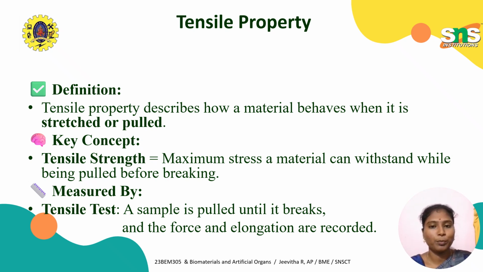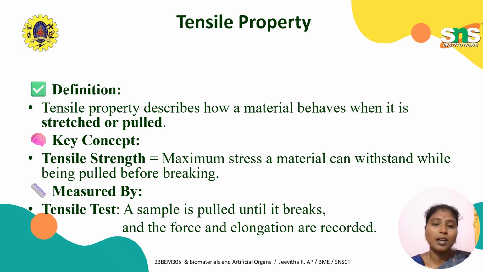Now, what is tensile property? It describes how a material behaves when it is pulled along its length. It is very important to design biomaterial implants like tendons, cardiac vessels and blood vessels. They need to withstand stretching. So the tensile property is very important, and there are some key concepts. Tensile strength is how much stress the material can withstand before it breaks, and elongation means how much the material can stretch before it breaks.